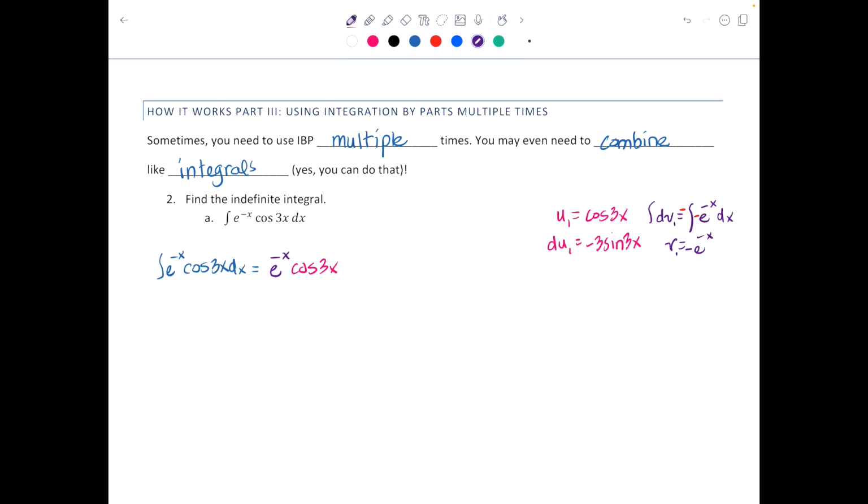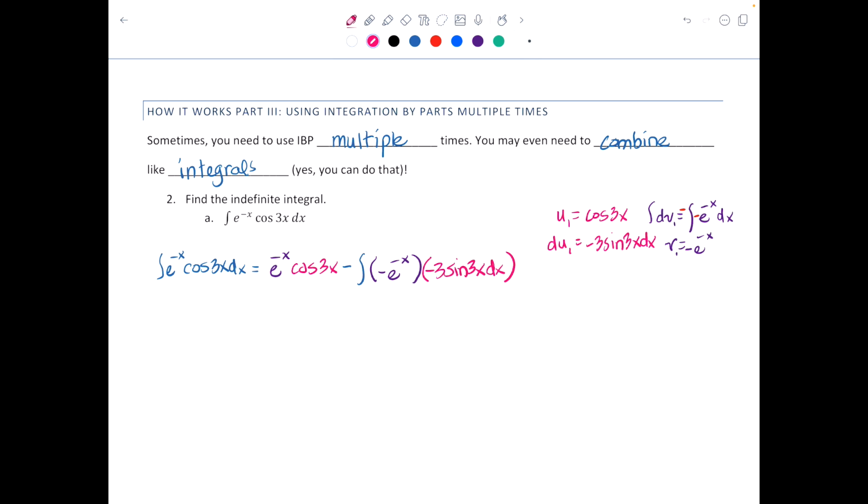And then minus a minus is going to be plus, right? Now I'll write it all out. So we'll have minus the integral of negative e to the negative x. And then our du1 was negative 3 sine at 3x dx, my bad. Good so far?